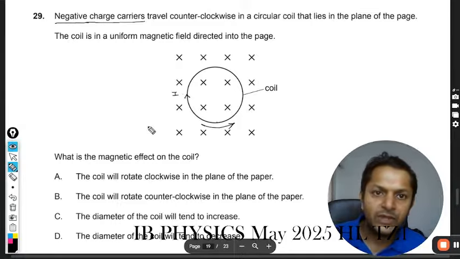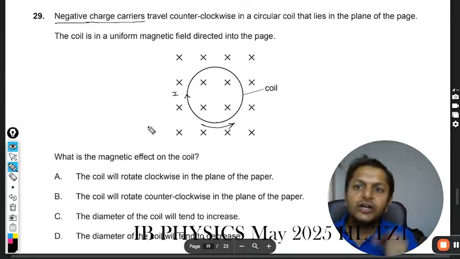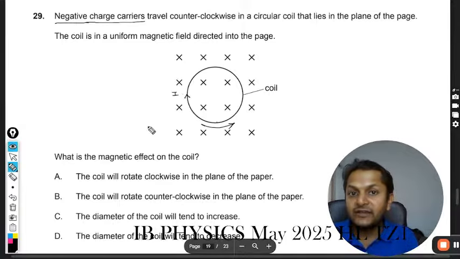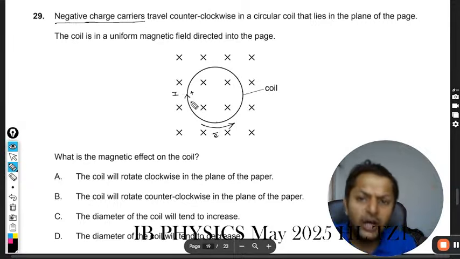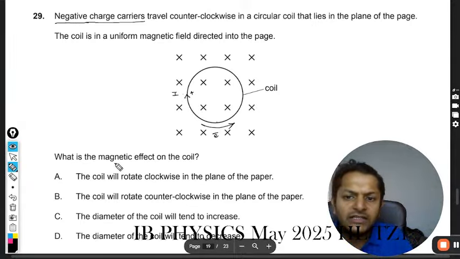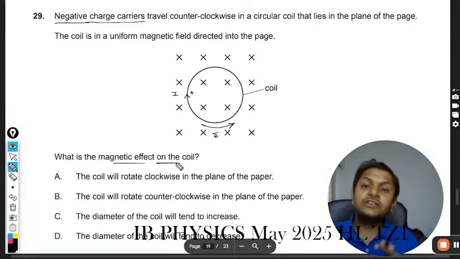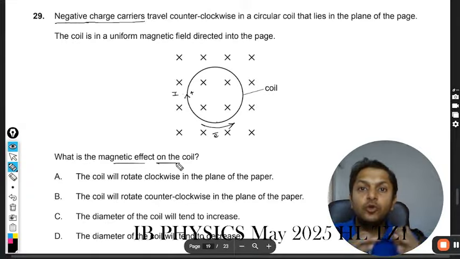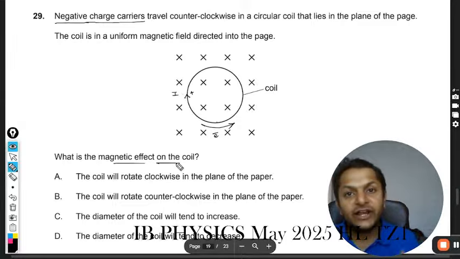In the circular coil that lies in the plane of the page, the coil is in a uniform magnetic field directed into the page. So it is written that the electron is going counterclockwise. We found the direction of the current. Now we can even imagine that the positive charge is going in the opposite direction. What is the magnetic effect on the coil? So for this question, first of all, you should be good with the magnetic laws in which you can find the direction of the forces.